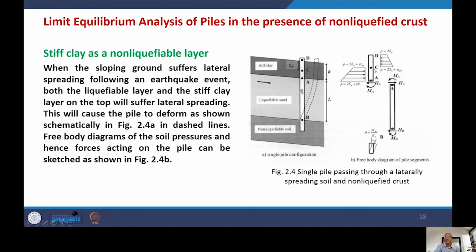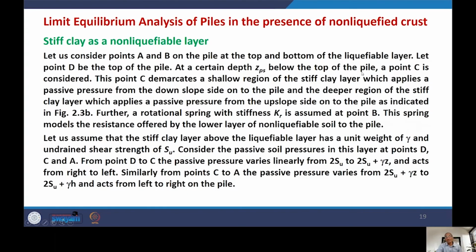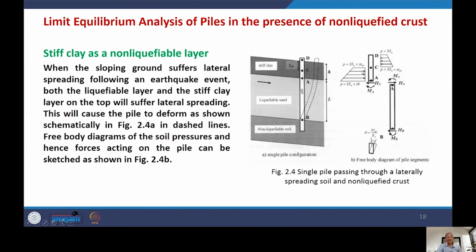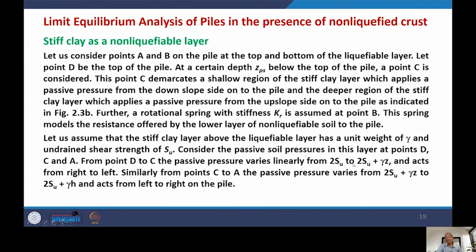Between C and A, what is the scenario? At point C, the passive pressure is already given as 2Su plus gamma Z. But at the base, this is further increased to 2Su plus gamma H, where H is the height of the stiff clay layer. So this was the variation shown related to passive pressure in both the segments.